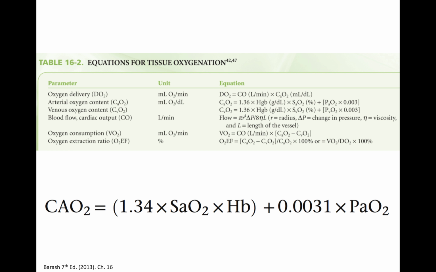The last point I wanted to make about this is that what we're ultimately interested in is oxygen delivery, or DO2, which you can see here as the first equation from Barash's table. DO2 is simply calculated by multiplying the arterial oxygen content by cardiac output. Thus, in a clinical situation where arterial oxygen content is low, in addition to trying to improve oxygenation, we can also augment cardiac output in order to improve oxygen delivery.